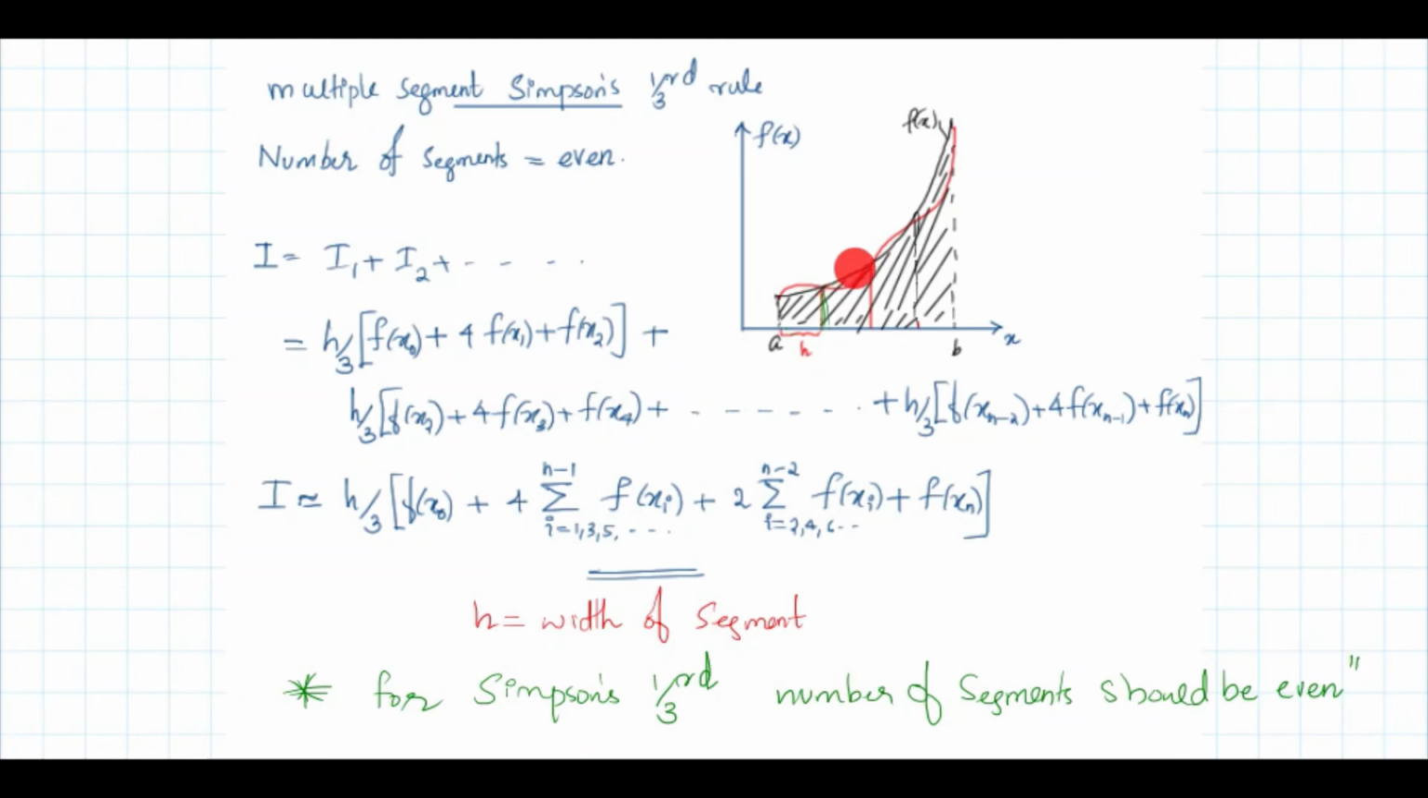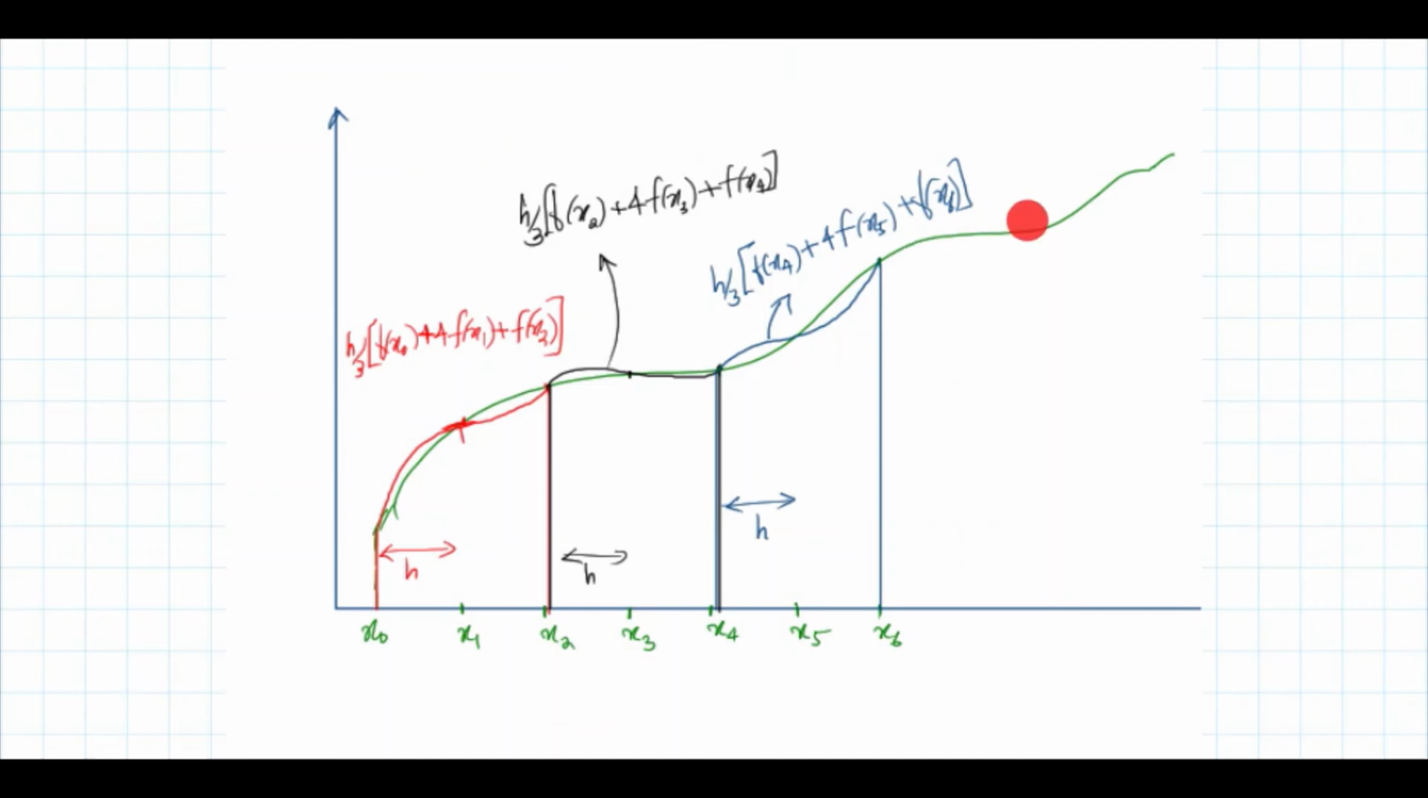Then only you can fit a polynomial between two, the next polynomial between the next two. Okay, so if you end up with an odd one, it is not possible to fit a polynomial. So the condition for getting result from multiple segment Simpson's 1/3 rule is that the number of segments is even. Either 2 or 4 like this. The next possibility is 6 and the next possibility is 8 and so on.